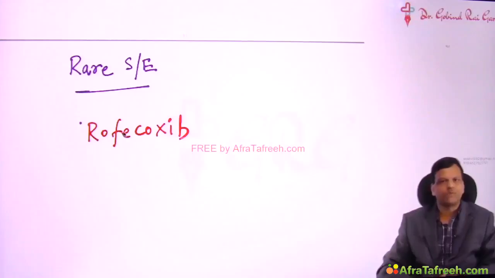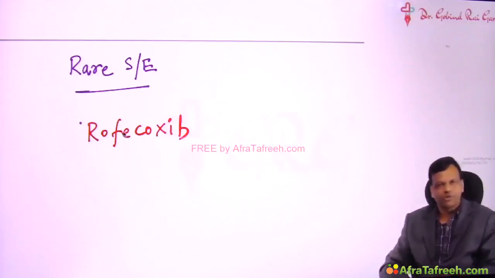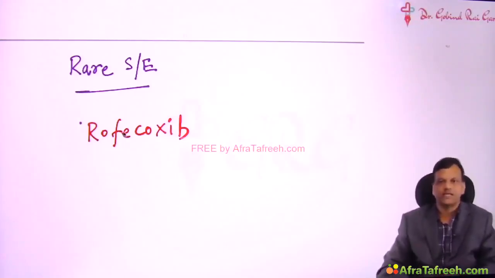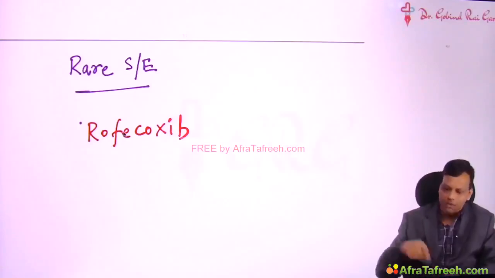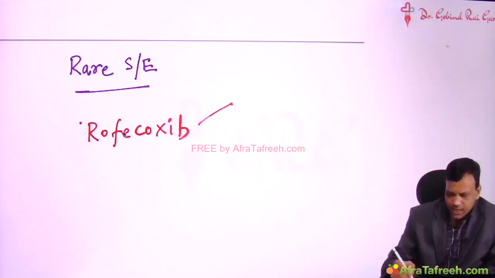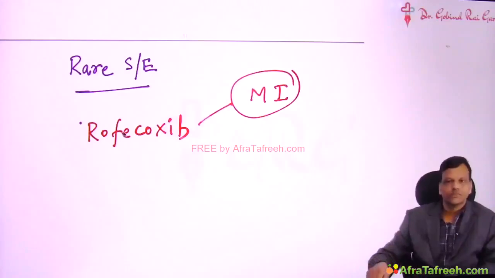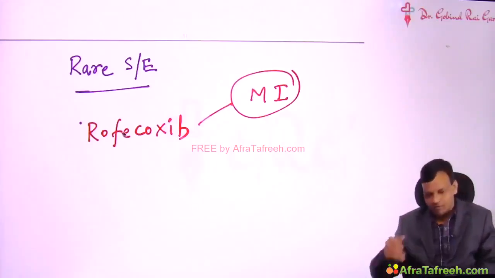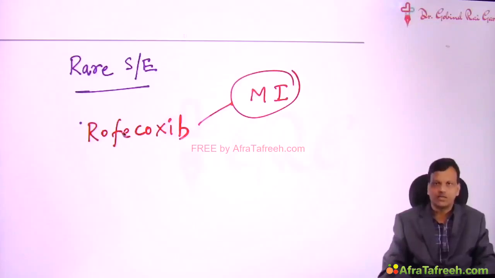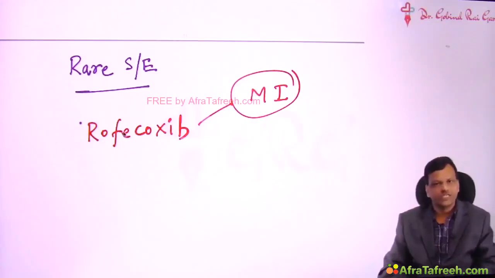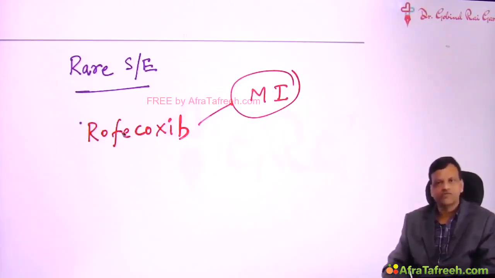Now, in 3 years, when the post-marketing studies were done after the marketing of the drug, thousands or in fact millions of people had received rofecoxib. The post-marketing studies confirmed that it is not causing peptic ulcer. But the post-marketing studies confirmed that it is causing myocardial infarction. The question is, rofecoxib is causing myocardial infarction. Why did we not come to know in clinical trials, phase 1, phase 2, phase 3 studies? Why has it come only in phase 4 trials?